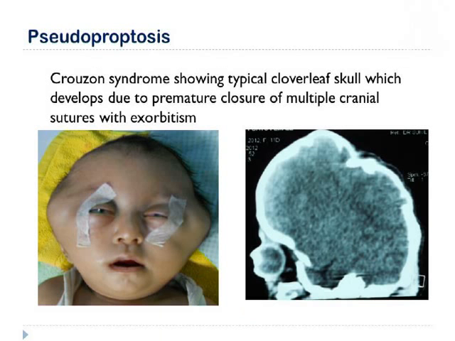This is just to complete the list. Pseudoproptosis, where the child is born with the proptosis but is basically having premature closure of the cranial sutures, and you can see a typical cloverleaf skull. In this, nothing much we can do except if there is exposure, we generally do tarsorrhaphy in these patients. Generally, the neurosurgeons intervene.